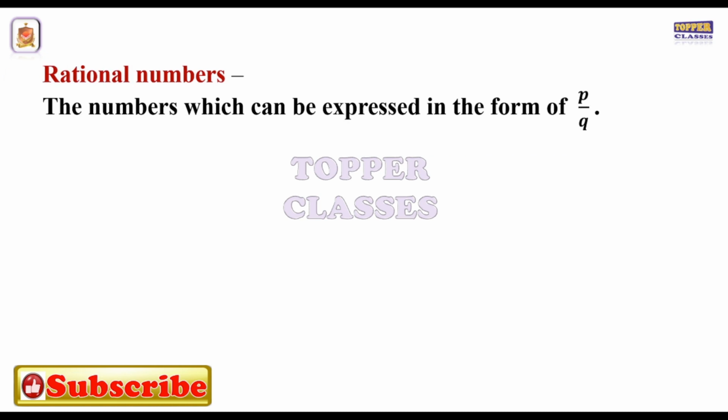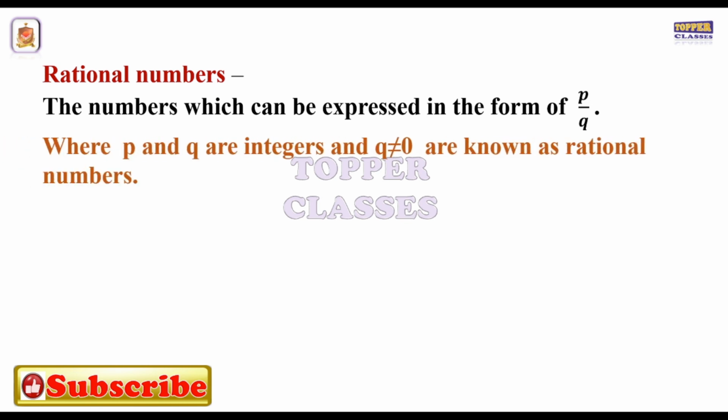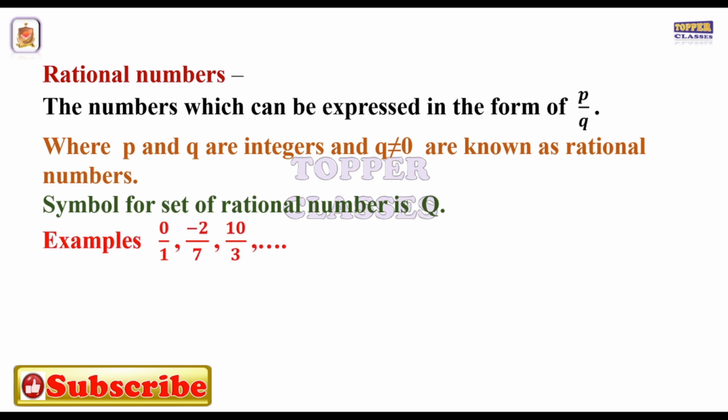Rational numbers. The numbers which can be expressed in the form of P upon Q, where P and Q are integers and Q is not equal to 0, are known as rational numbers. Symbol for set of rational numbers is Q. Some examples are 0 upon 1, minus 2 upon 7, 10 upon 3, etc.